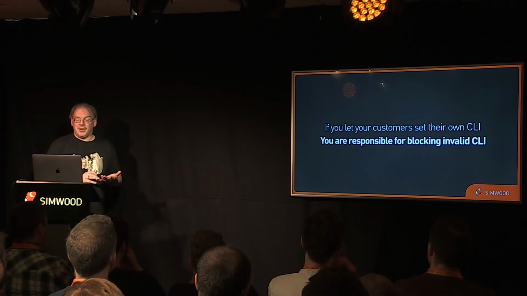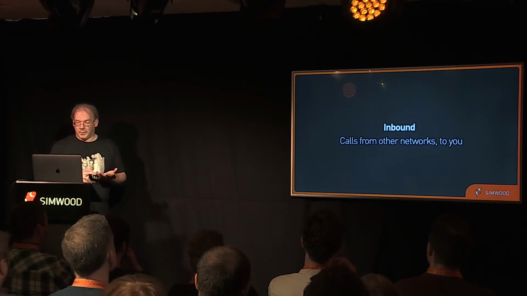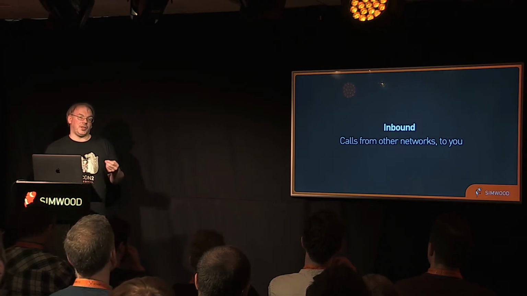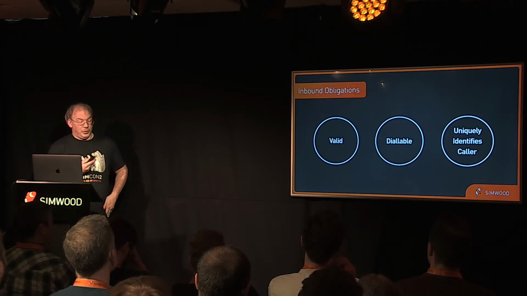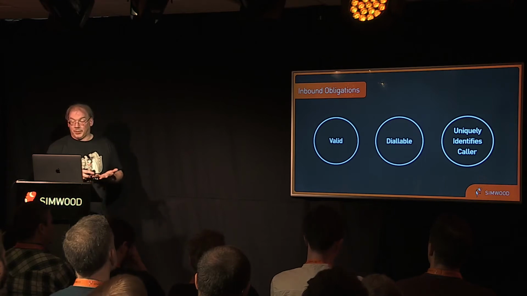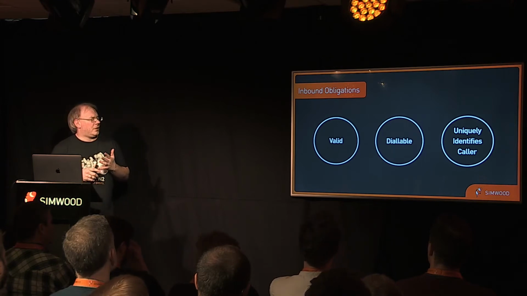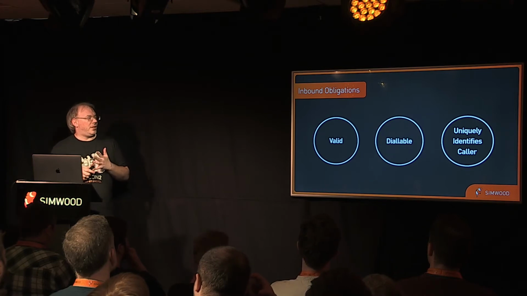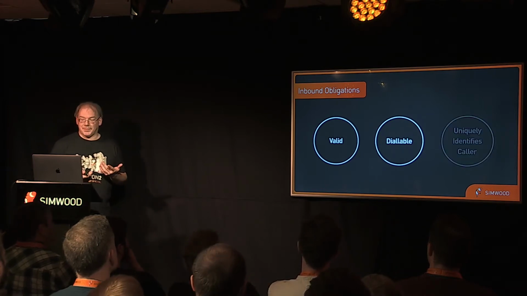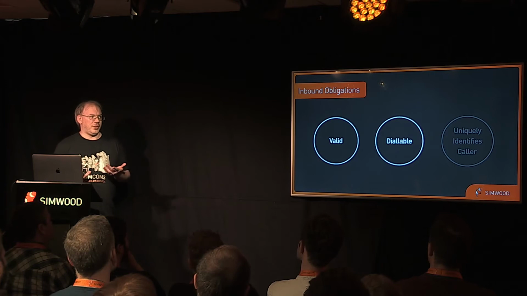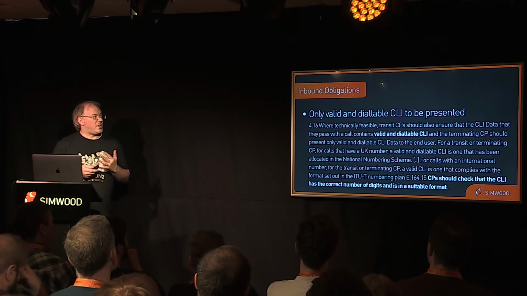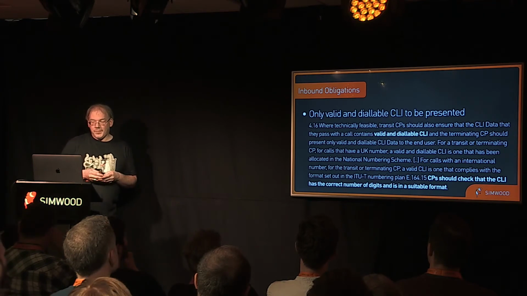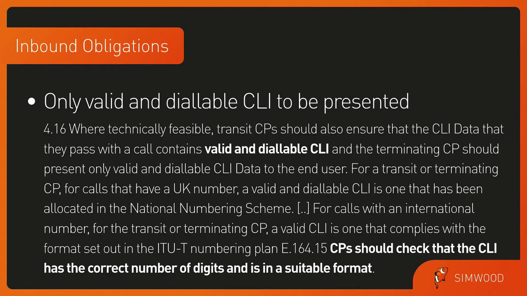There's also an obligation inbound from other networks into use. If you've got a call you're sending on to your customer, you have obligations to handle CLI. So we'll look back at the original obligations. Valid, dialable, uniquely identifies the caller. Well, Ofcom aren't completely unreasonable. They have determined you can't uniquely identify the caller because you don't know who the caller is, but the number still must be valid and dialable. So it's the same requirement as before. You must ensure a call has a valid and dialable CLI.